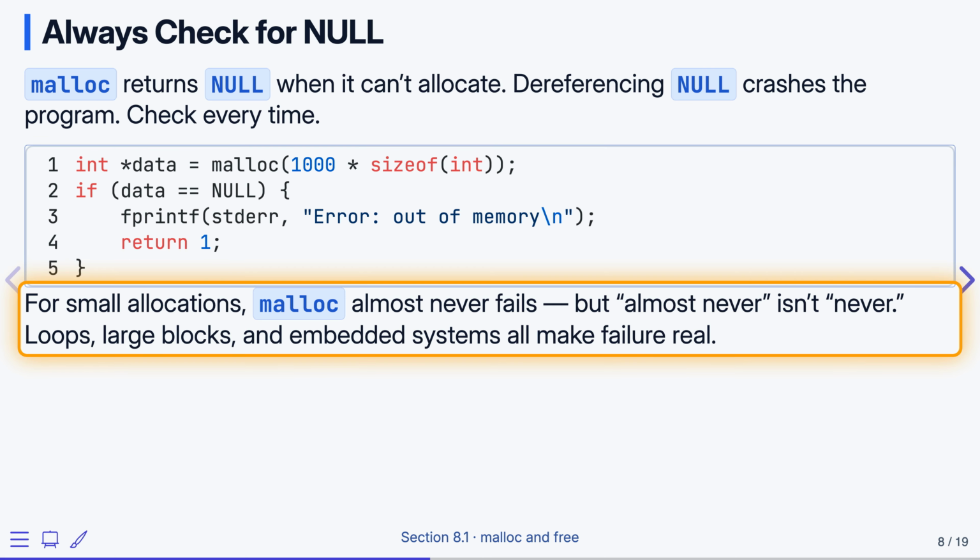You might think malloc never fails on your machine. For small allocations on a modern system, that is almost true, but almost never is not never. In a loop, with very large blocks, or on an embedded system with little memory, malloc can and will return null. Programs that skip the check crash silently in production.